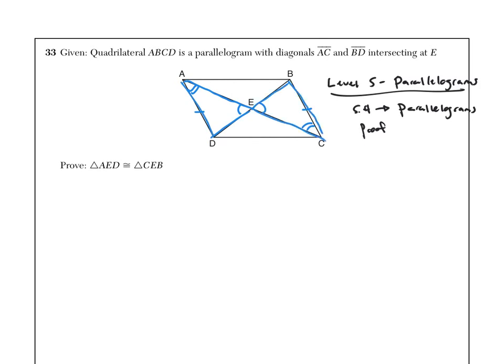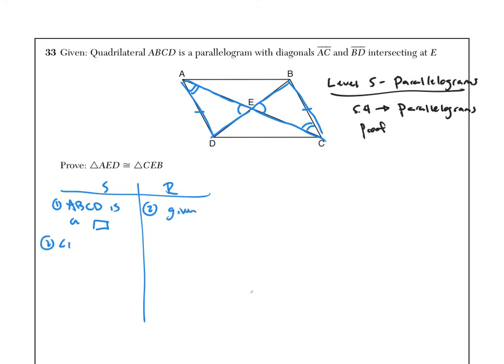So we have statements and reasons. 1, ABCD is a parallelogram, and I know that because it's a given. 2, I know angle AED is congruent to angle BEC.